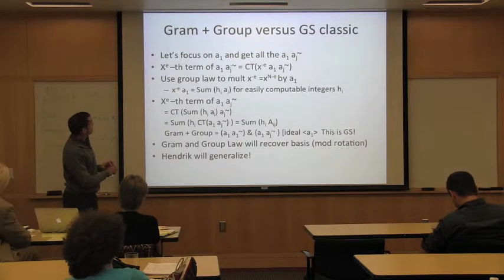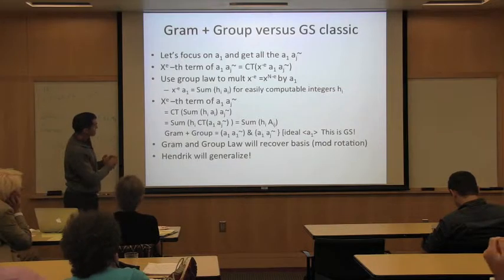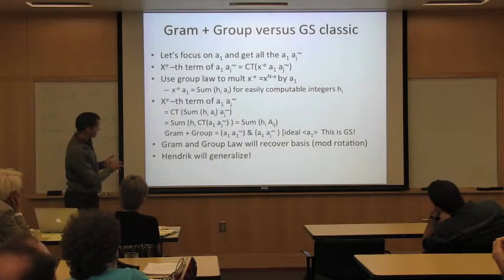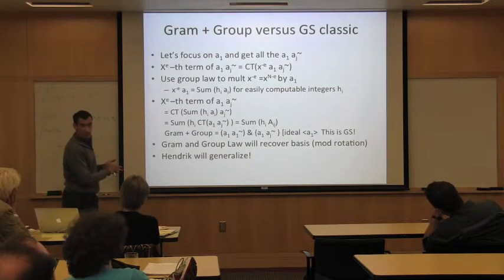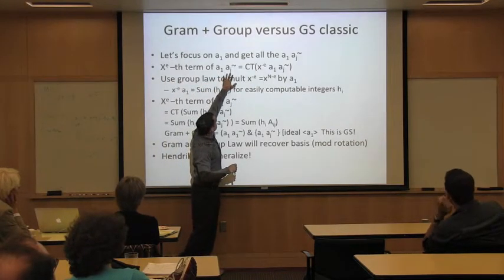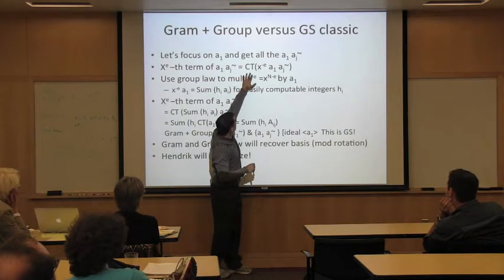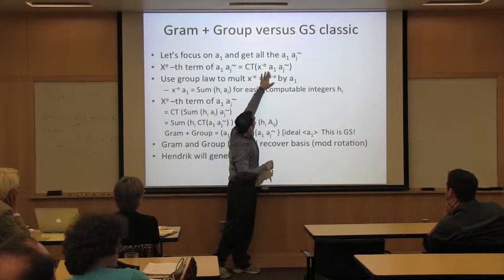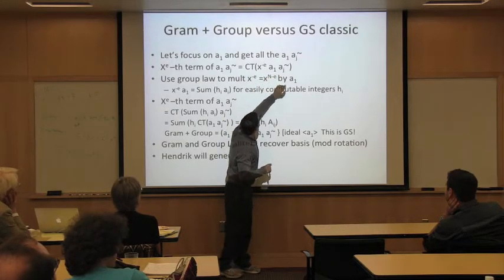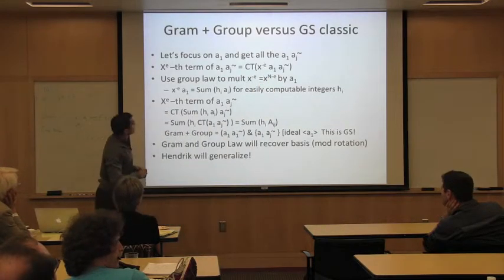So if you focus for a minute on one of these terms, like a_1, can we actually get all the a_1 times a_j conjugate values? Well, let's think about that for a minute. The x to the eth term of a_1 times a_j conjugate is the constant term of x to the minus e times a_1 times a_j bar.